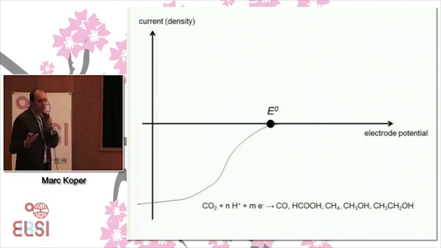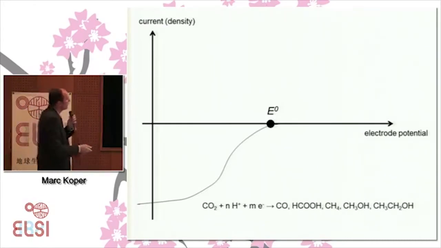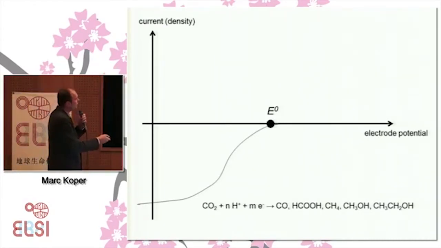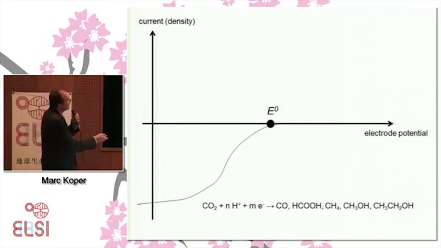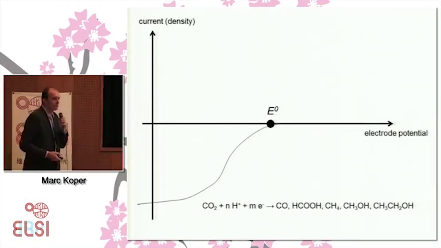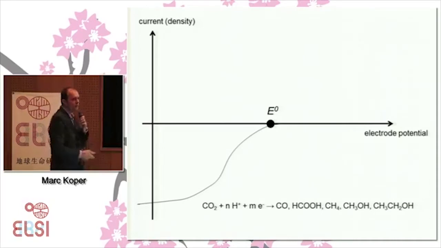And then typically if I would reduce CO2, I would ideally see some current flowing, and reduction current in electrochemistry we consider as a negative current flowing. As I make the potential more negative, I would expect some reduction current to start flowing, and then this current potential curve would typically look something like this. And this is then what I measure electrochemically.